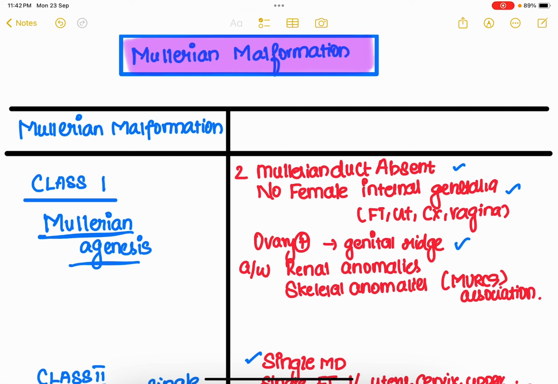So in today's module, we are going to discuss the Mullerian malformation. As we have discussed in the previous module about the Mullerian duct and the development of the female internal genital organ, in this module we'll be discussing the malformations. These malformations could be because of a problem in the formation of the Mullerian duct, or a problem with the fusion or the resorption of the septa. So these could be the Mullerian malformations.